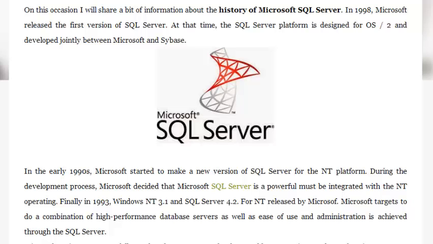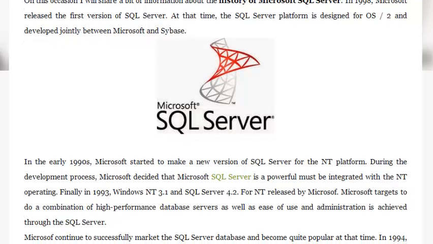On this occasion I will share a bit of information about the history of Microsoft SQL Server. In 1988, Microsoft released the first version of SQL Server. At that time, the SQL Server platform was designed for OS/2 and developed jointly between Microsoft and Sybase.